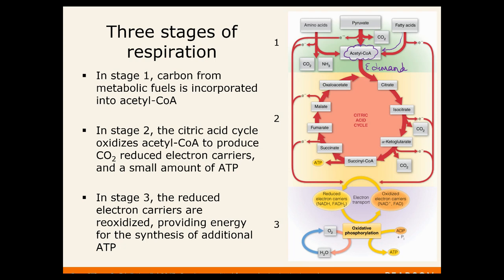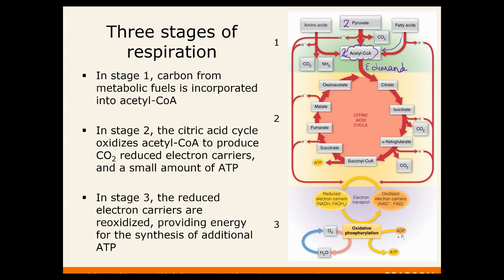Now, the citric acid cycle is a cycle, so it goes all the way around. The other thing here is that, remember, you're going to have two pyruvates for every glucose, and you have two acetyl-CoAs. So the citric acid cycle will churn twice for every glucose.